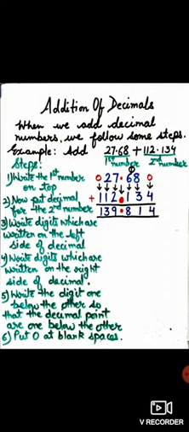For example, in the given question, our numbers are 27.68 and 112.134, and we have to add these two numbers. First of all, we will write the first number on top, which is 27.68. Now we will write the second number, which is 112.134, but first of all we will put the decimal below the decimal.